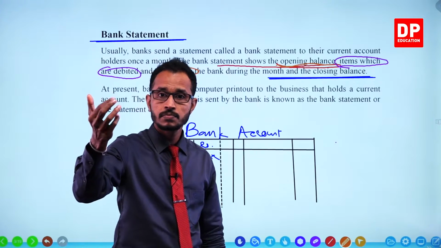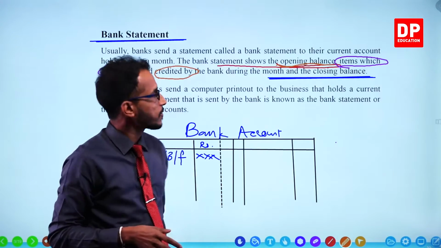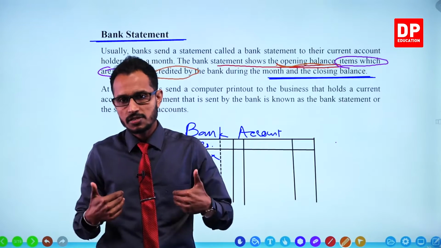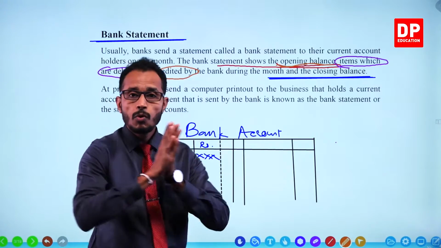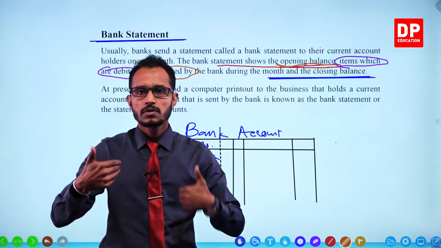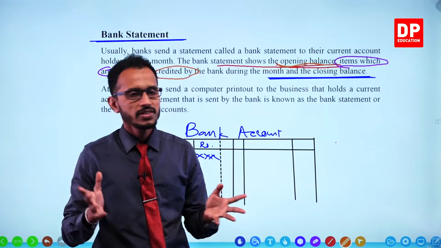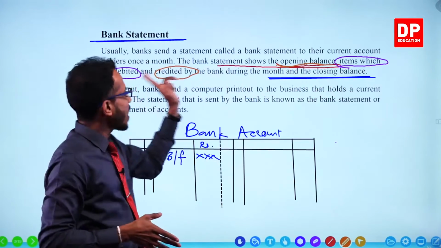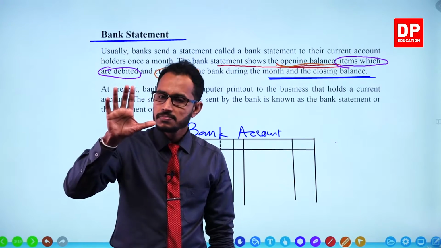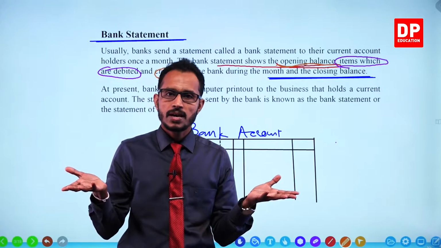What do you say? I'm just asking you, children, if the bank statement is prepared by the bank and the bank book is prepared by the business, by us, if both these documents start with the same balance, record the same items and calculate the same closing balance, the closing balance of both the statement and the bank book should be the same, isn't it?